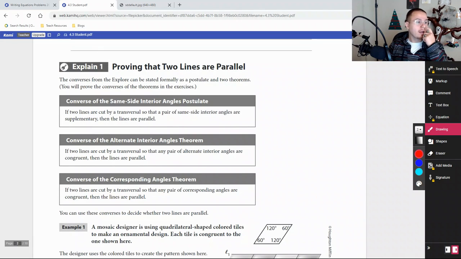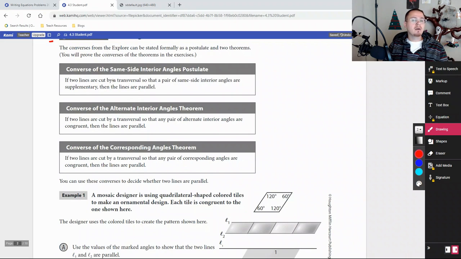It's weird. Alright, explain 1. So again, I try to chunk it out. Explain 1. So if you need a breather, take a breather. So proving that two lines are parallel, the converses can be stated formally as a postulate and 2 theorems. So I would get these into my notes. You got 3 converses, 1 postulate, 2 theorems. If 2 lines are cut by a transversal, so that a pair of same-side interior angles are supplementary, then the lines are parallel. You notice then the lines are parallel. These are all to help you prove if the lines are parallel, which is the essential question today.